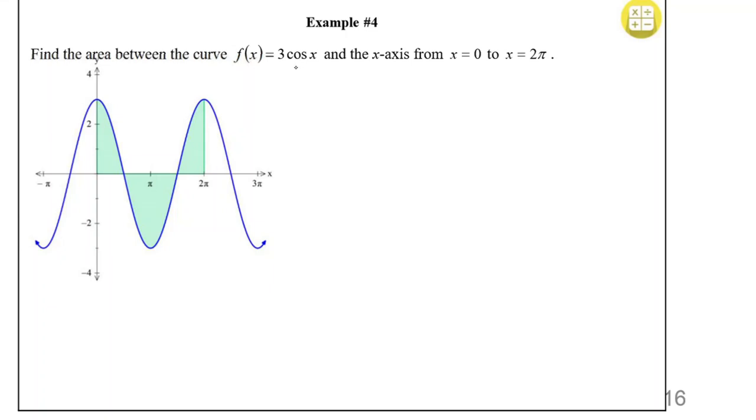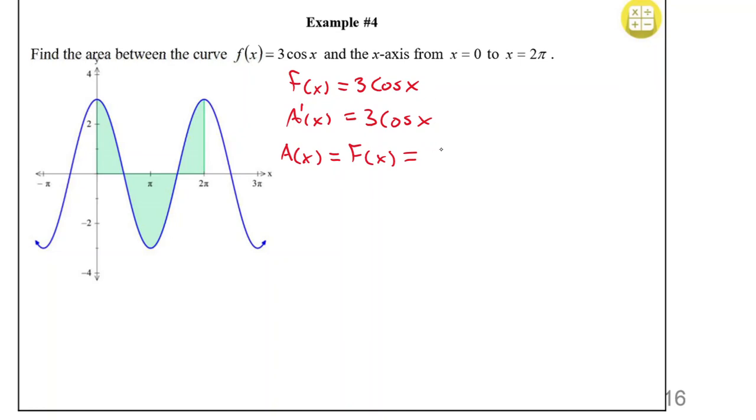Okay, so if our function is f of x is equal to 3 cos x, then it must be the case that the derivative of the area function is equal to 3 cos x. Okay, so then this is my differential equation. So then from here we're going to say that the area function must be equal to the antiderivative, which is equal to 3 sine x plus c.